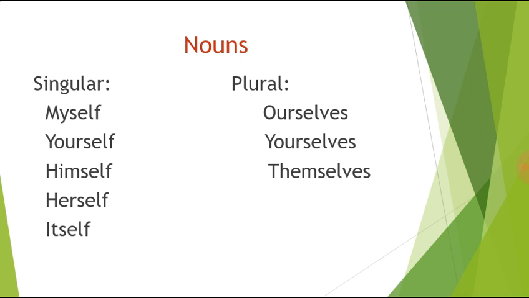Now, in singular, the reflexive pronouns are myself, yourself, himself, herself and itself. So if you have noticed, all the singular reflexive pronouns end with self, and in plural they are ourselves, yourselves, themselves. So these plural reflexive pronouns end with ves.